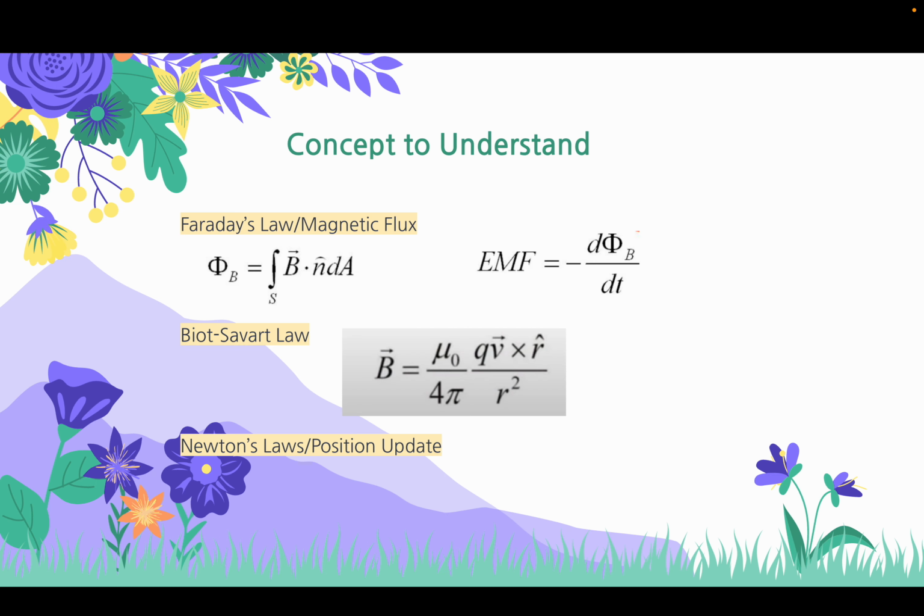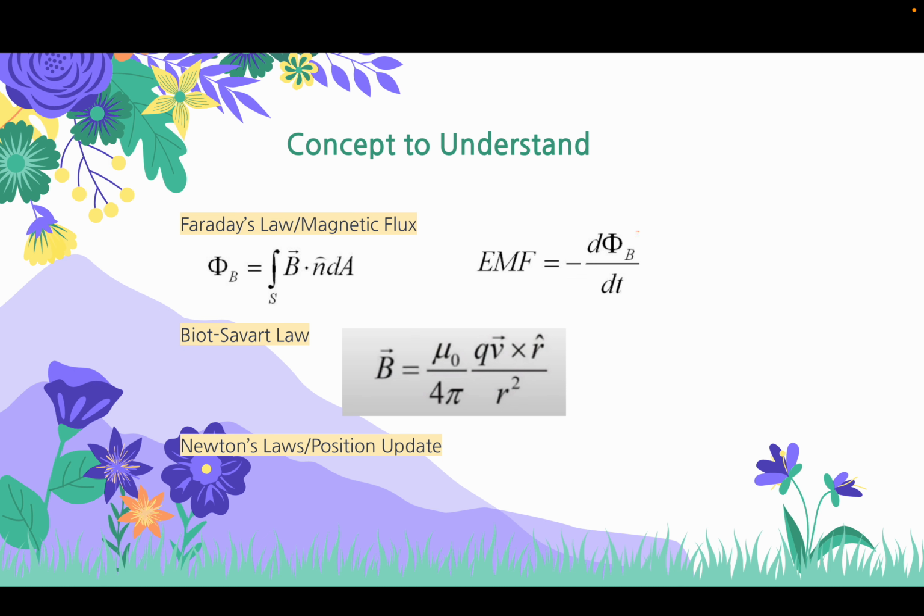Some important concepts to understand are Faraday's law, or magnetic flux, and magnetic flux is just all of the magnetic field throughout a certain area. It is the integral of the magnetic field times the perpendicular vector and the area. And as you can see here, the derivative of magnetic flux is related to EMF, and the negative sign is Lenz's law.